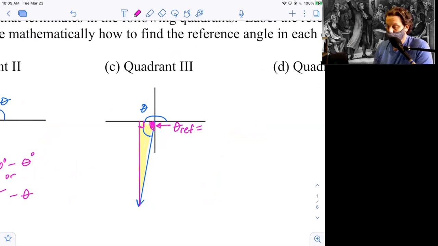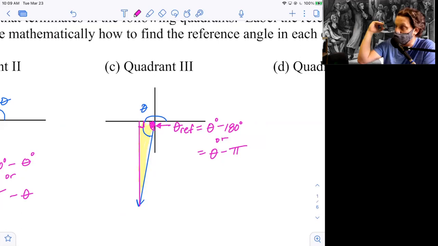Theta, okay? So it's going to be now theta degrees minus 180 degrees if you are in degrees, or theta radians minus pi radians. Okay, the reference angle is not the distance between the terminal ray and the y-axis. Nope, it's always between the x-axis. So we're always working off like 0, pi, or 2 pi.